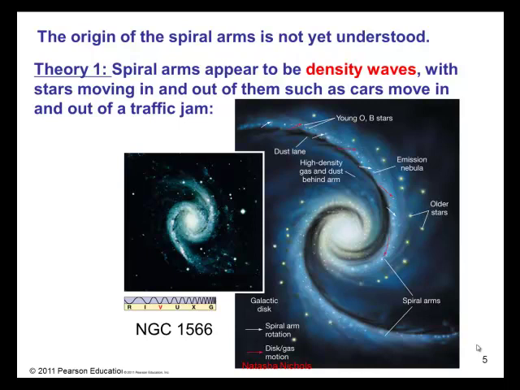In the painting at right, gas motion is indicated by red arrows and arm motion by white arrows. Gas enters an arm from behind, is compressed, and forms stars. The spiral pattern is delineated by dust lanes, regions of high gas density, and newly formed O and B type stars. The inset at left shows the actual spiral galaxy NGC 1566, which displays many of the features just described.